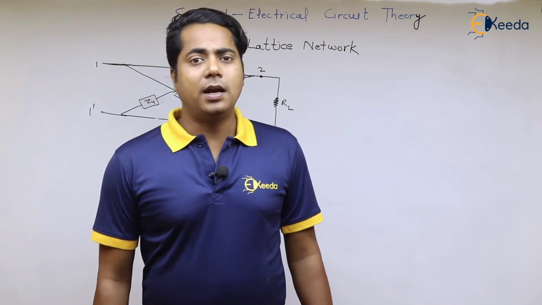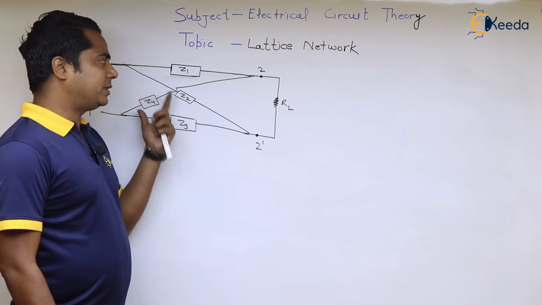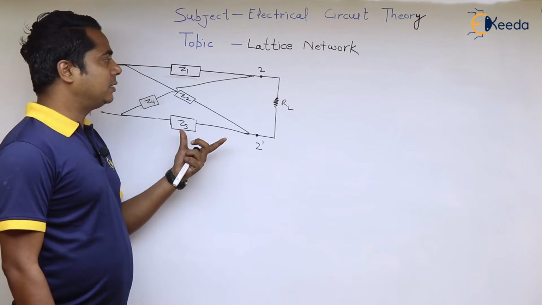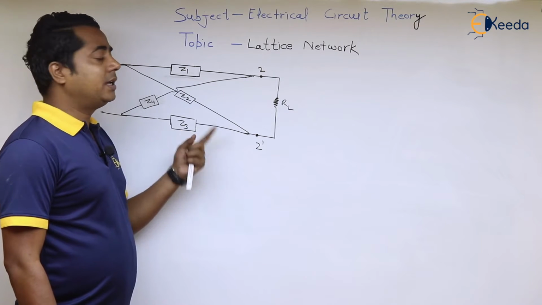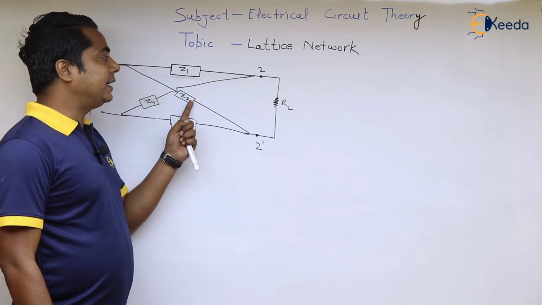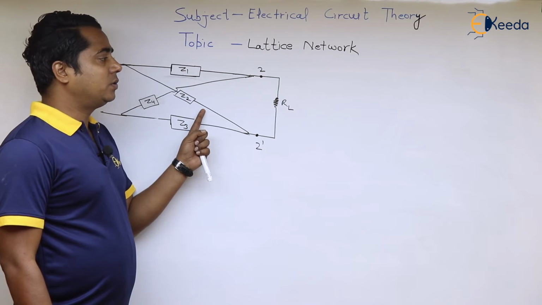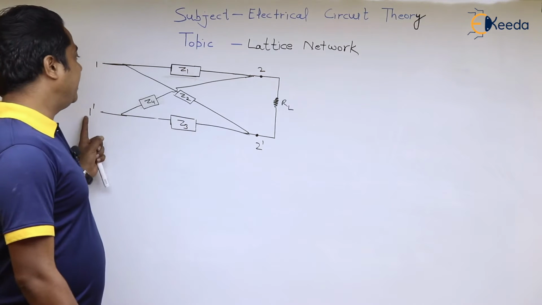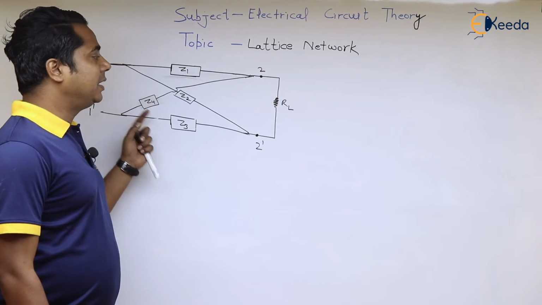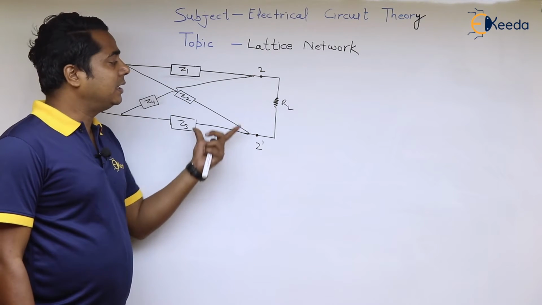Coming to the topic lattice network, we have one structure here. This structure is called a lattice. These impedances Z1, Z2, we cannot easily say are in series or in parallel. So while calculating the equivalent impedance or equivalent resistance, there would be a problem. Then we have to redraw this circuit.